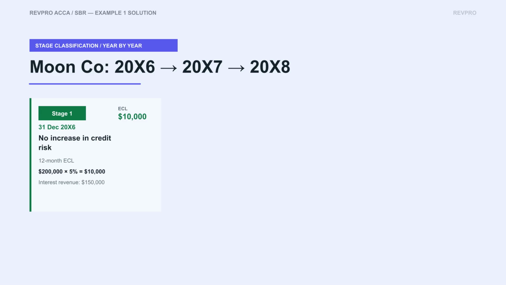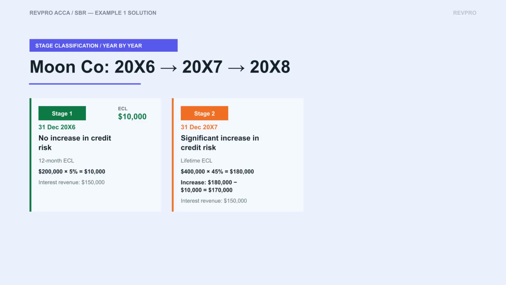At 20x6, the loan is stage 1 because credit risk has not increased. Stage 1 uses 12-month ECL. $200,000 multiplied by 5% gives $10,000. Interest revenue is on the gross carrying amount. 3% times $5 million, giving $150,000.